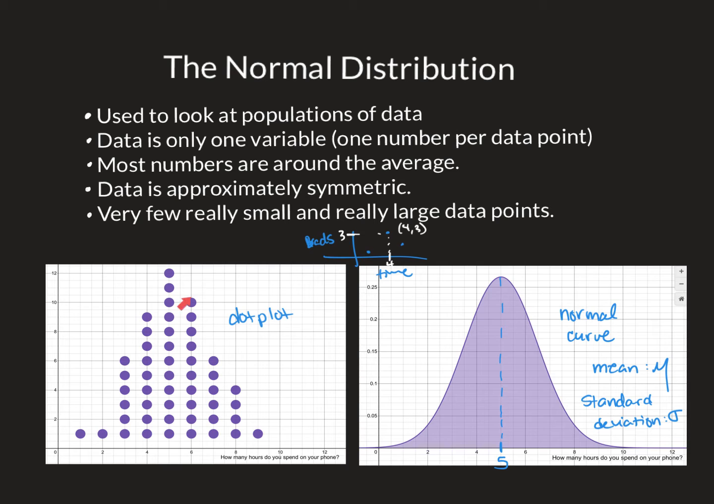Most numbers are around the average, so you'll see a lot more in the center. The data is approximately symmetric, so you'll notice that this side is pretty similar to this side. It's not identical, but pretty similar. And here, the normal curve is definitely symmetric. This side is the same as this side. Then you have very few really small and really large data points. So that is what a normal curve looks like.